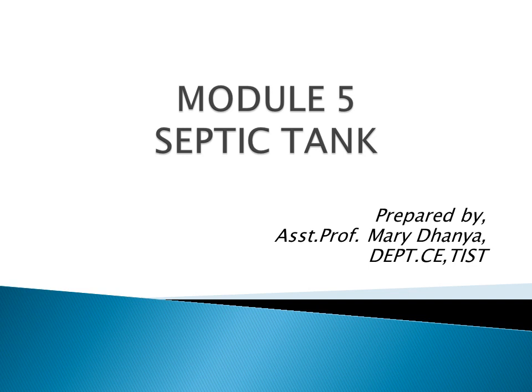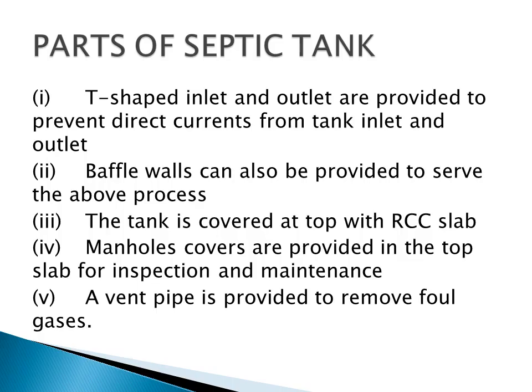Now let us start with the fifth module, that is septic tank. Now we will move to the essential parts of a septic tank. There are mainly 5 parts. The first one is the T-shaped inlet and outlet that is provided to prevent the direct current from entering into the tank through the inlet and through the outlet.